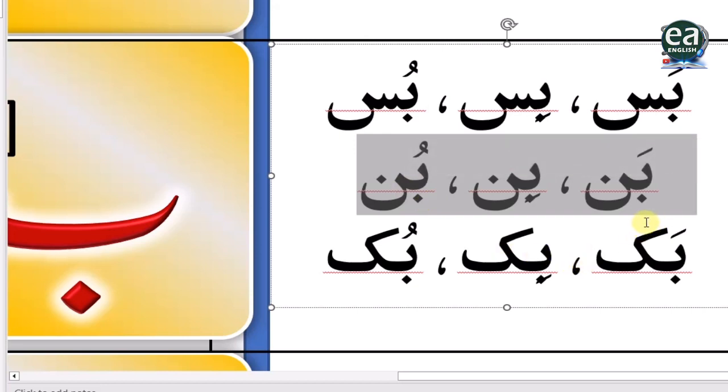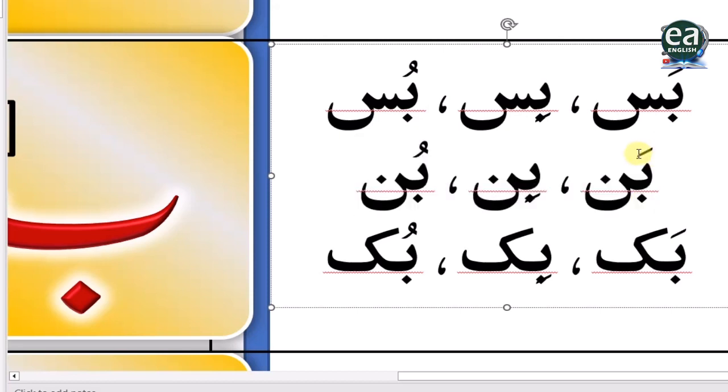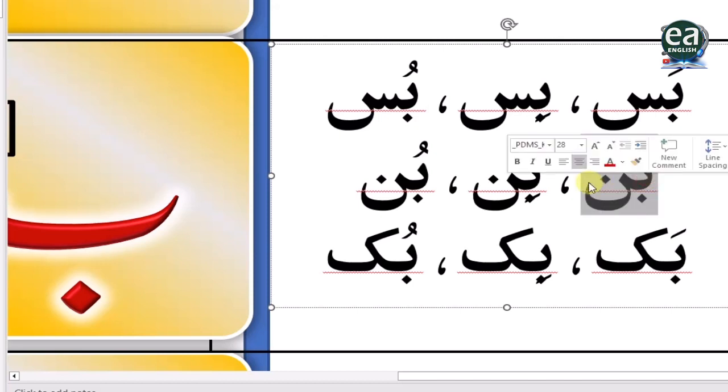Bun, bin, bun. And how are they made? What are the components of bun, bin, bun? There are three components. For bun, there is bay zabar, then noon. So you should say it bazabar noon ban. Bazir noon ben. Bapesh noon bun. Literally, what is the meaning of ban jana? To become. To become, right?